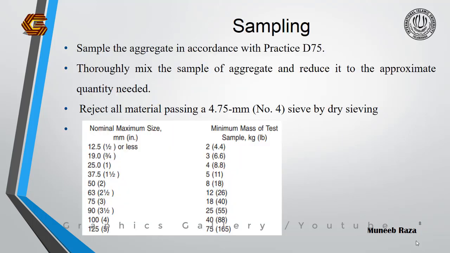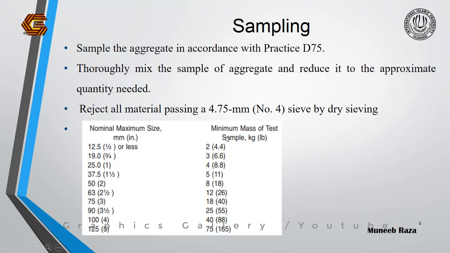Okay, first of all, how we do sampling. Sample the aggregates in accordance with the practice D75. It is another experiment that is designated in the ASTM that you can visit in my description for further details. Reject all material passing sieve number 4, because the material retained above sieve number 4 is the coarse aggregate, and the material passing sieve number 4 is the fine aggregate. We are here dealing with the coarse aggregate, that's why we will use only the material that is retained on the sieve number 4.